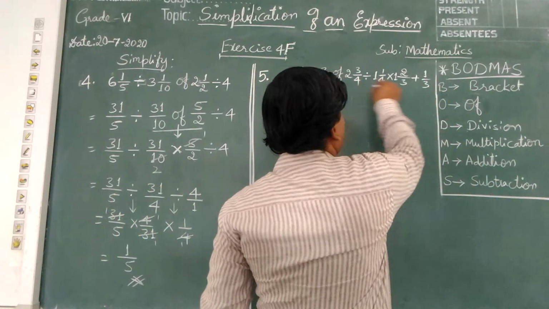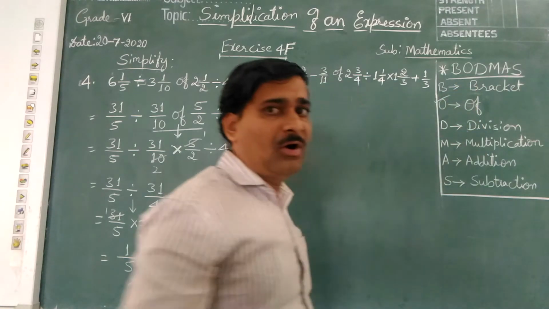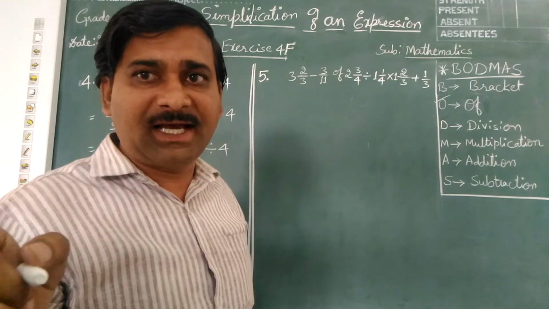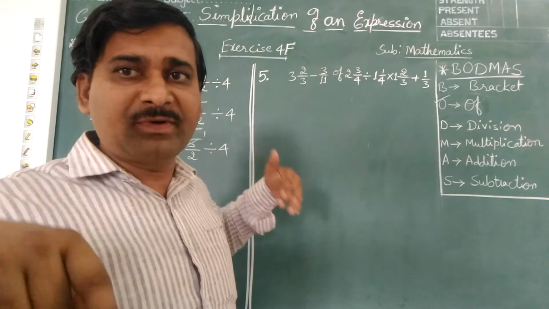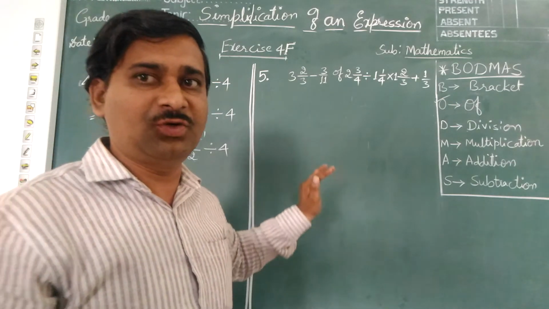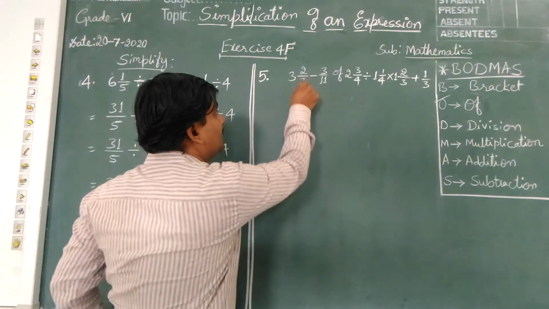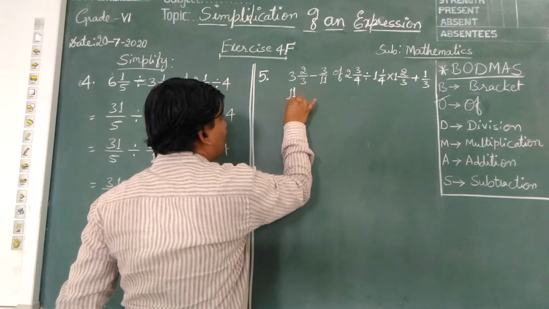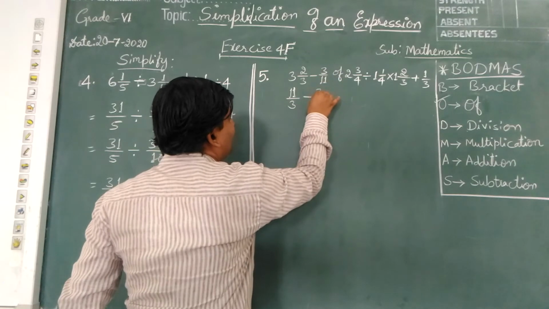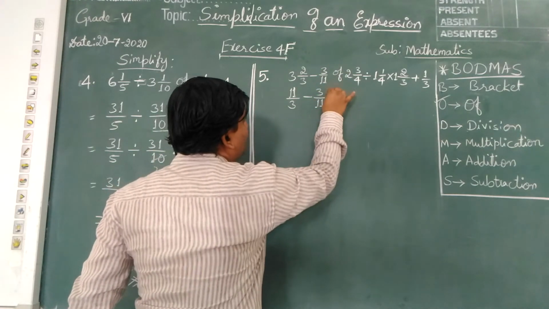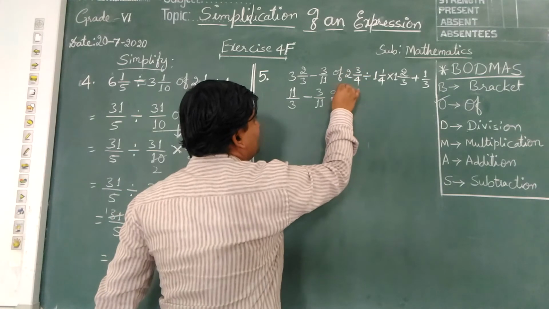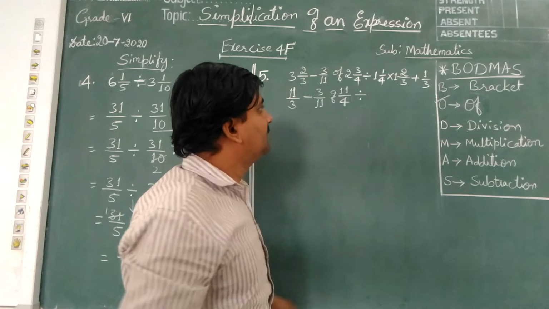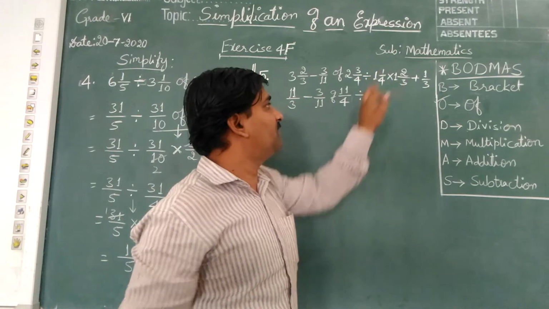No brackets are here, so let us start with the word of. Of is here. Before using BODMAS, as I said, convert mixed fractions to improper fractions. 3 3s are 9, 9 plus 2, 11 by 3. Minus 3 by 11, of 2 4s are 8, 8 plus 3, 11 by 4. Divided by 4 1s are 4, 4 plus 1, 5 by 4.